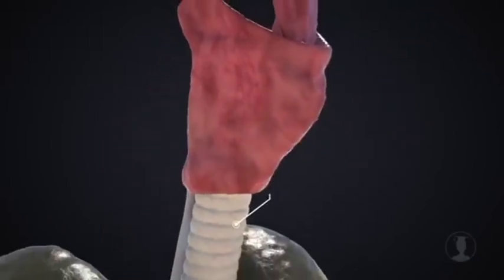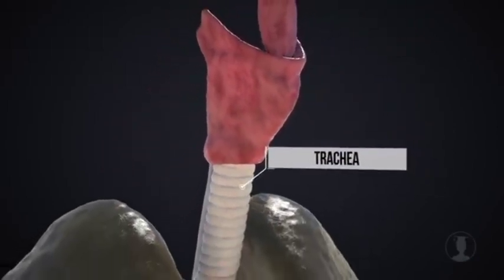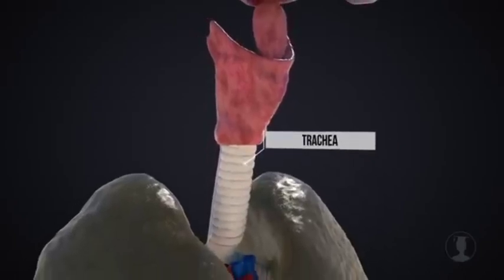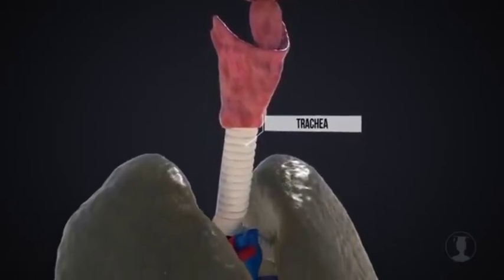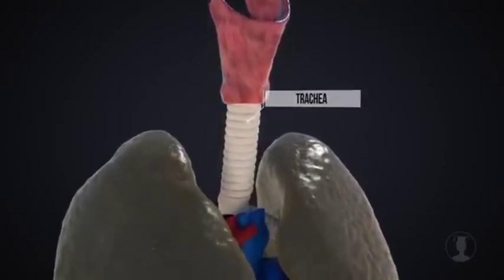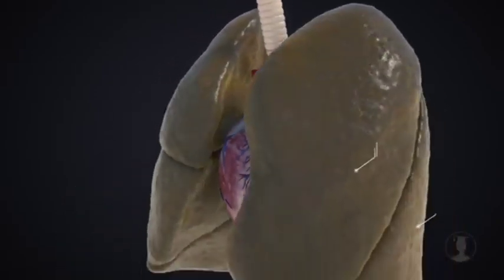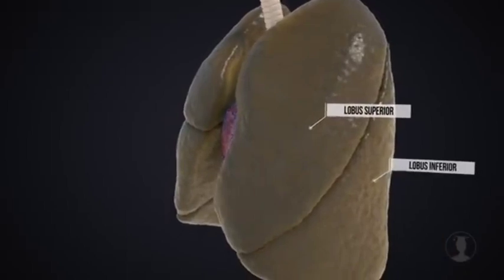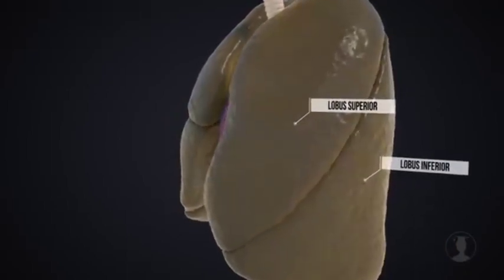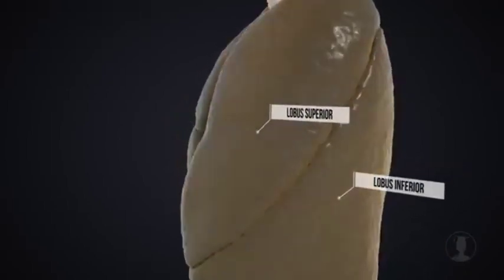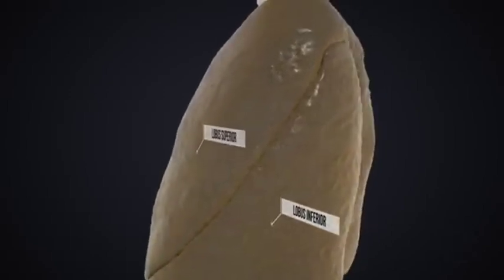The trachea, right below the larynx, is surrounded by incomplete rings of hyaline cartilage for reinforcement. Near the heart, the trachea branches into two main bronchi. The main bronchi lead to the left and right lungs. The left lung has only two lobes, upper and lower, whereas the right lung has three lobes.